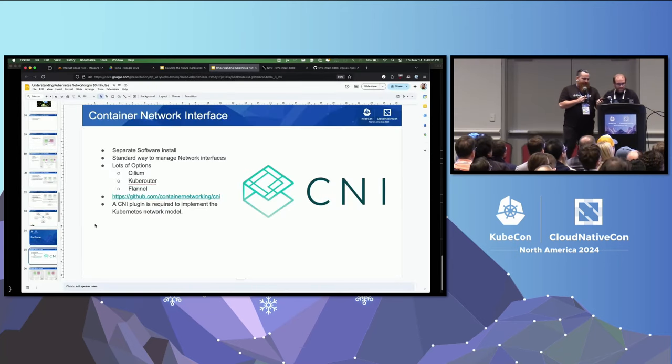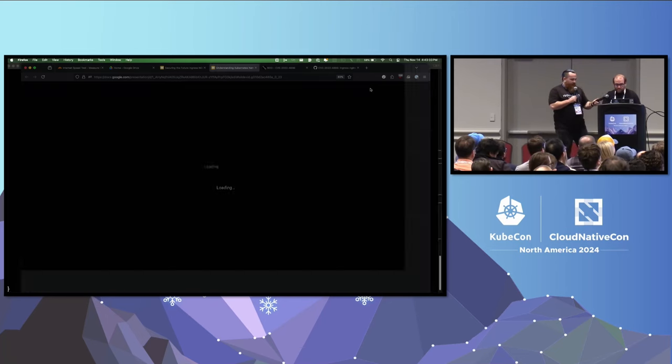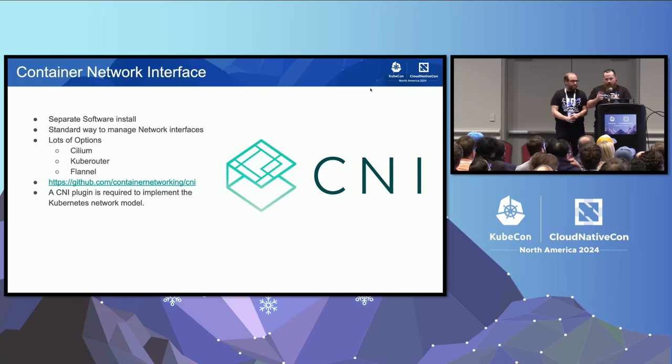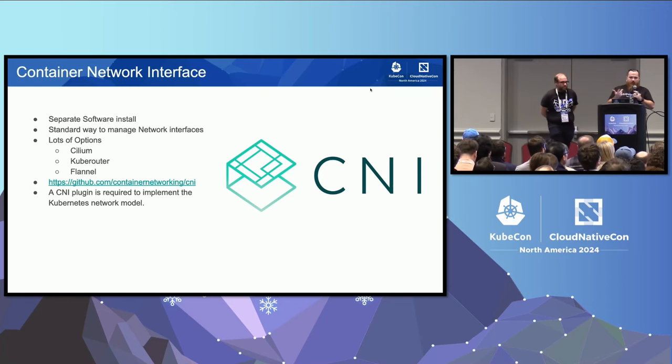You kept using that word, CNI, so we're going to go ahead and discuss that. As we were talking about adding those interfaces, you saw all of those commands. It can be very cumbersome, very burdensome. So this project, the CNI project, Container Network Interface, is a separate piece of software. One of the things that, especially when you're starting out, you have to understand is that Kubernetes is a collection of software that works together, right?